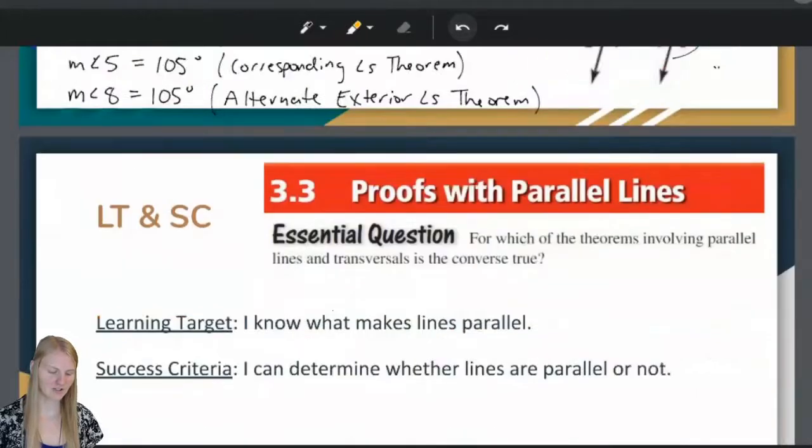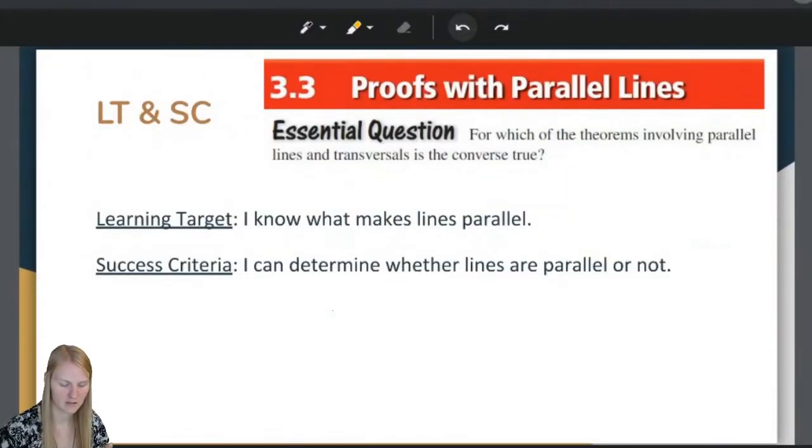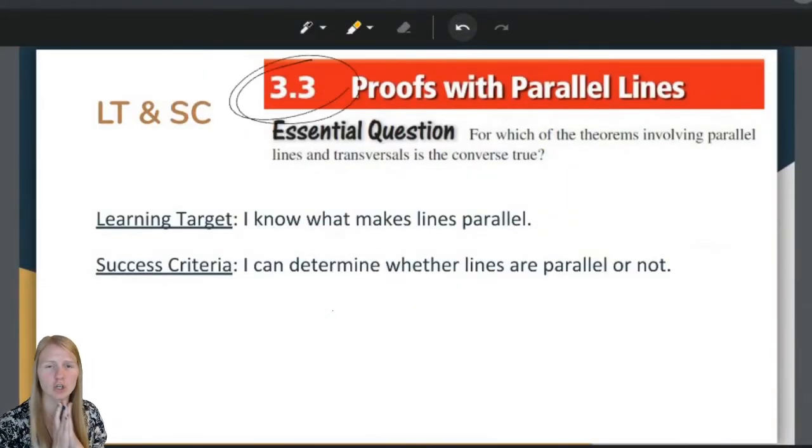Now, let's see what we have for today. Today is all about section 3.3. I know it says proofs with parallel lines. Today in this video, we're not going to get super proof heavy, but we will be doing proofs, but you won't even know they're proofs, trust me.